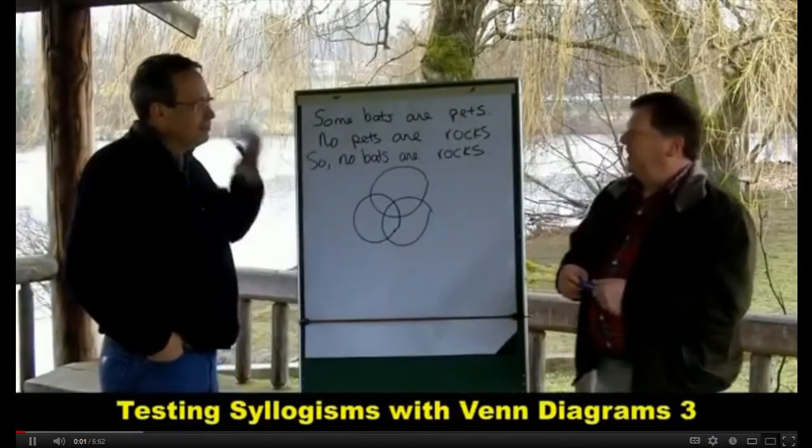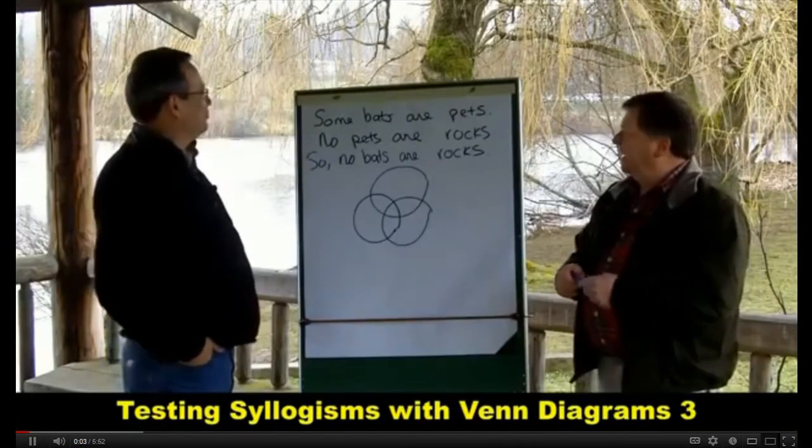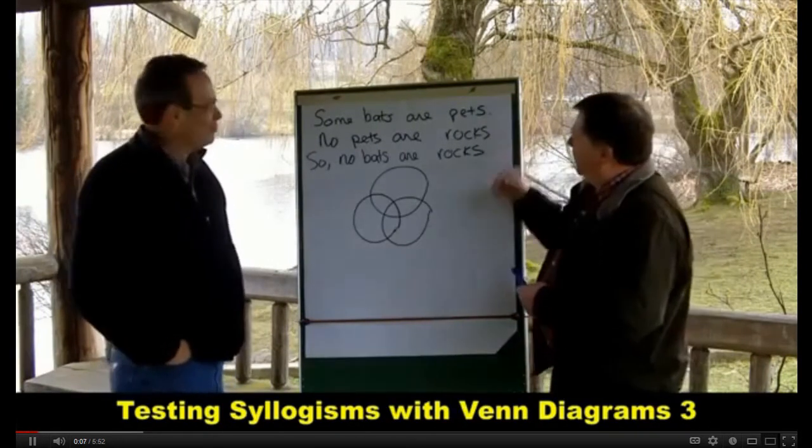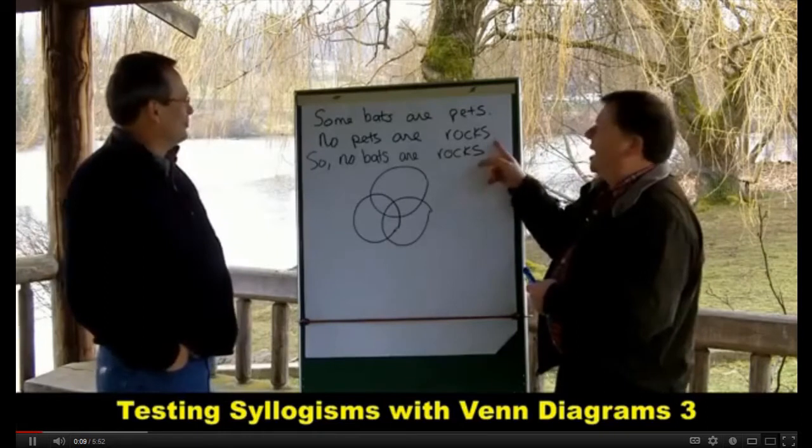So Mark, do you want to do another Venn diagram? Yes, I do. Well, we have another example. Some bats are pets. No pets are rocks.